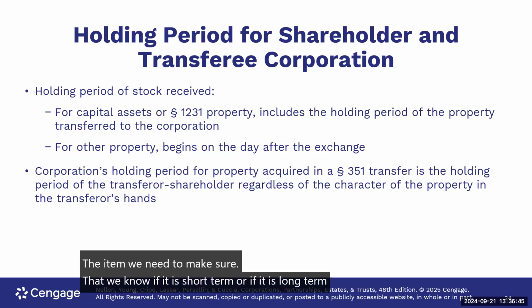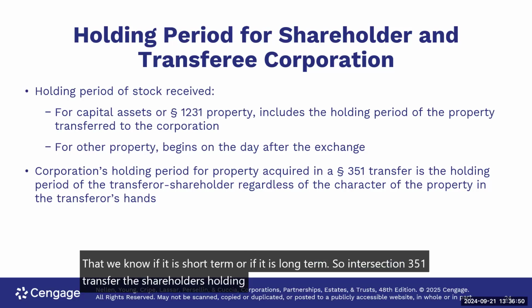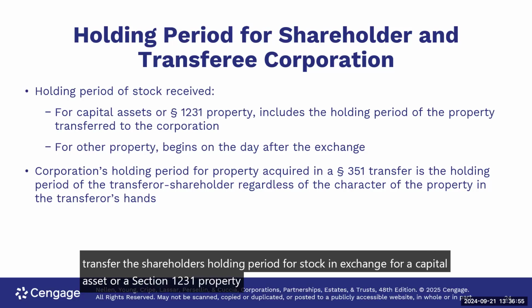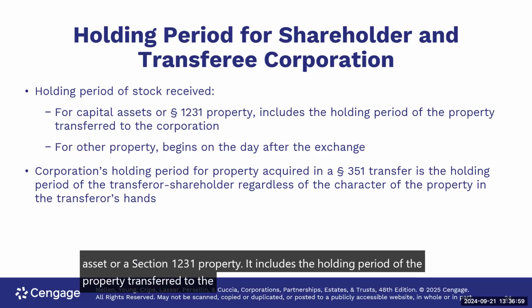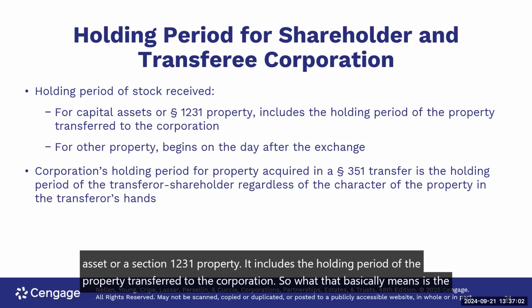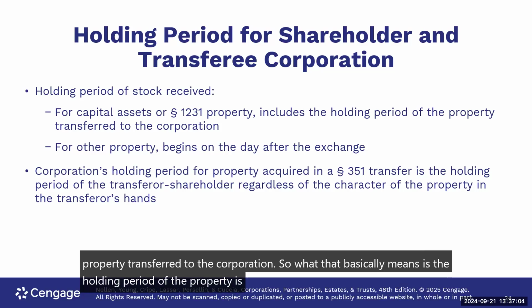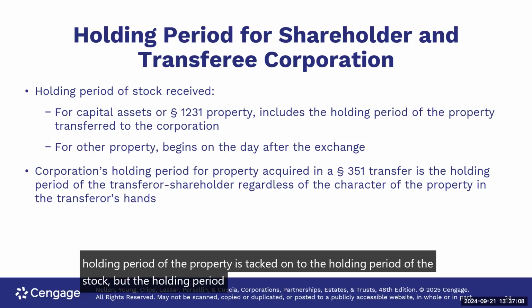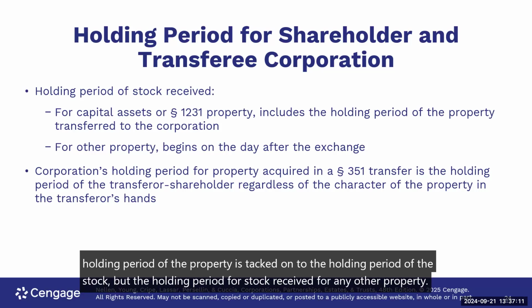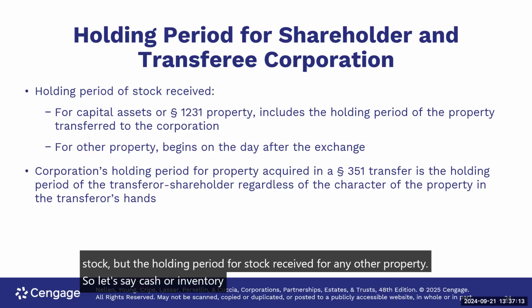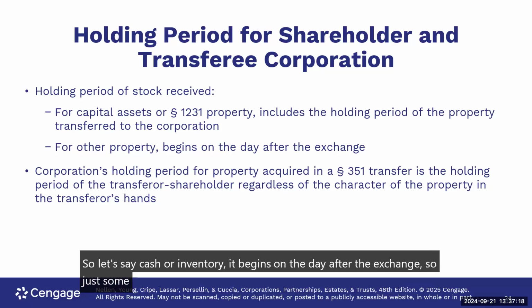In a Section 351 transfer, the shareholder's holding period for stock received in exchange for a capital asset or Section 1231 property includes the holding period of the property transferred to the corporation. What that basically means is the holding period of the property is tacked on to the holding period of the stock. But the holding period for stock received for any other property, let's say cash or inventory, begins on the day after the exchange. So just some key things to keep in mind.